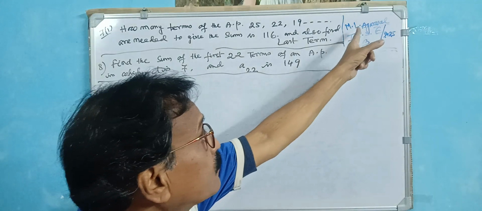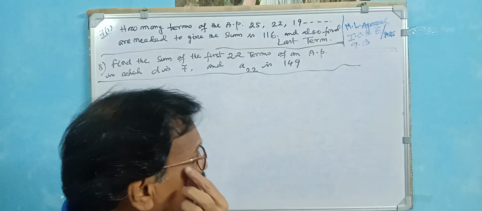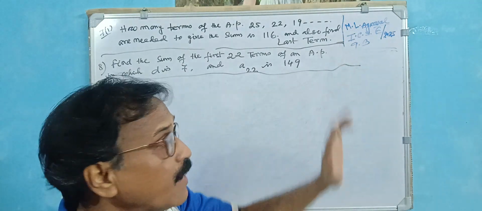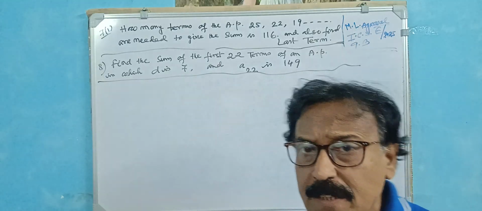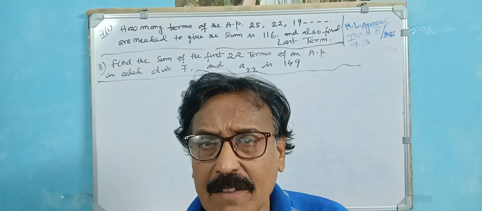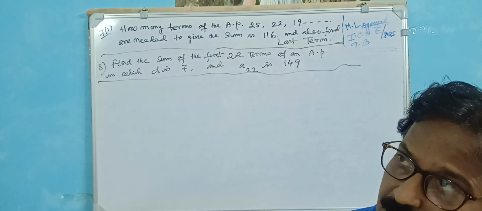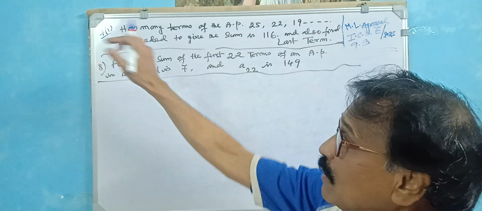Today I also discuss from the book of M.L. Aggarwal, I.C.S.E. syllabus, C.B.S.E. syllabus also. This is the 2025 edition I.C.S.E. M.L. Aggarwal, and the exercise is 9.3. These are all the same applicable in the C.B.S.E. board also. I also discuss from the books of R.D. Sharma and R.S. Aggarwal. Okay, in case of C.B.S.E. Okay, so now let's start.